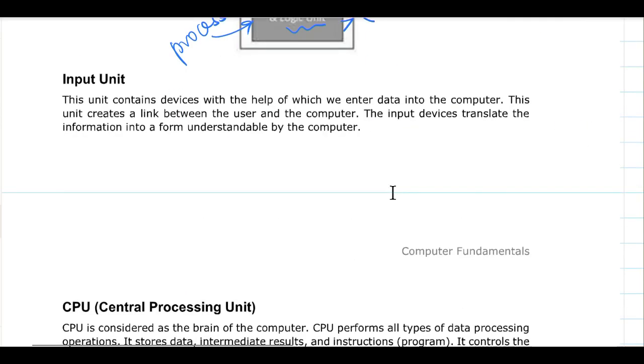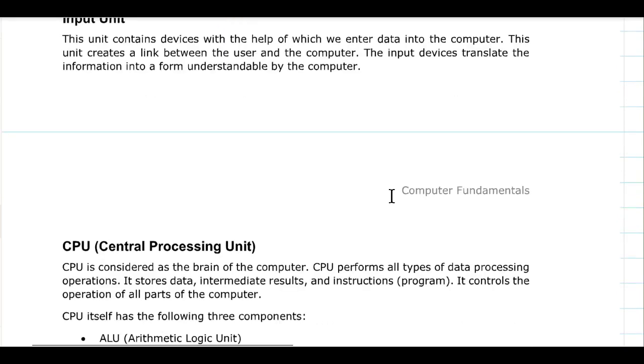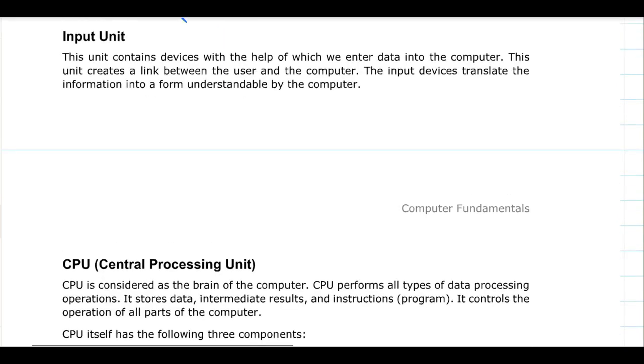So now to discuss the individual ones, we are saying that the input unit contains devices with the help of which we enter data into the computer. This creates a link between the user and the computer. The input devices translate the information into a form that a computer can understand.